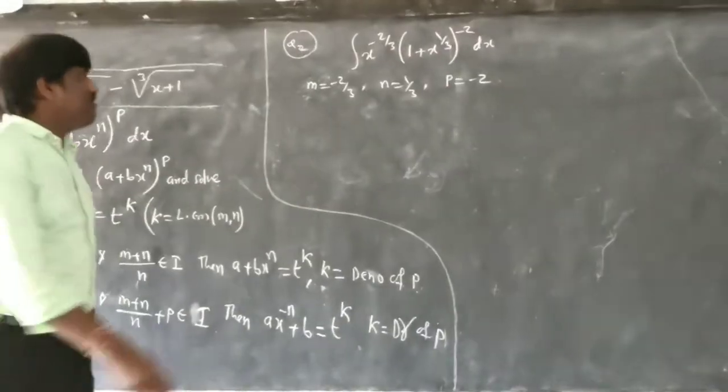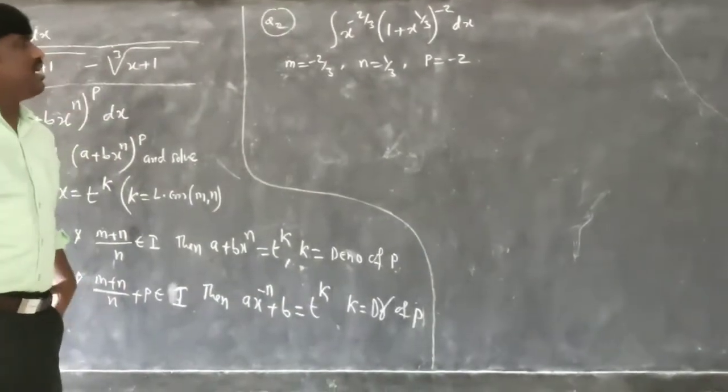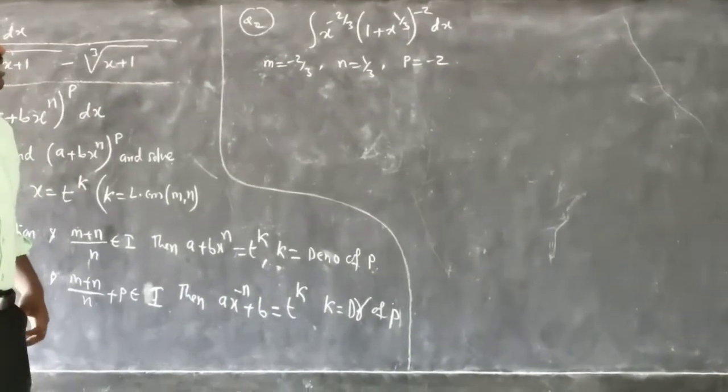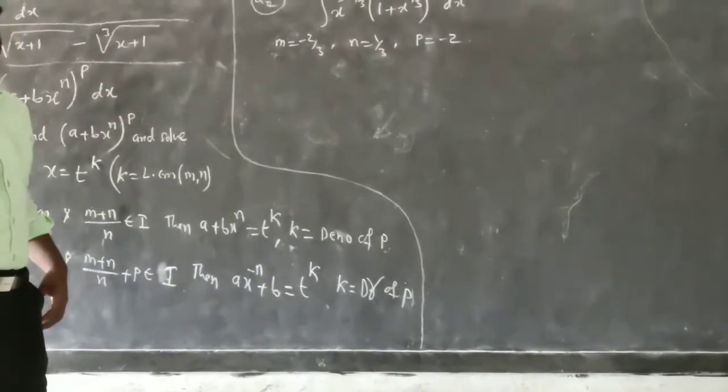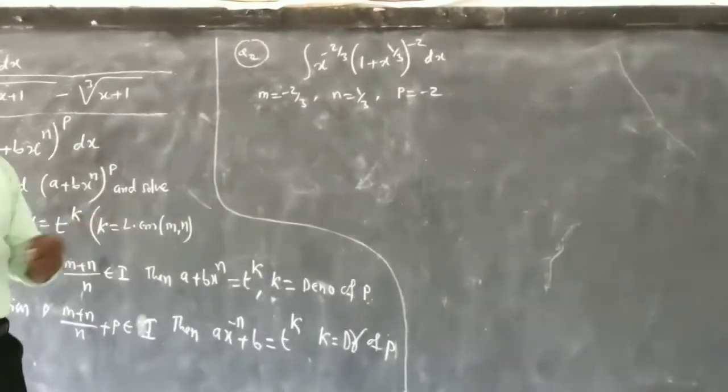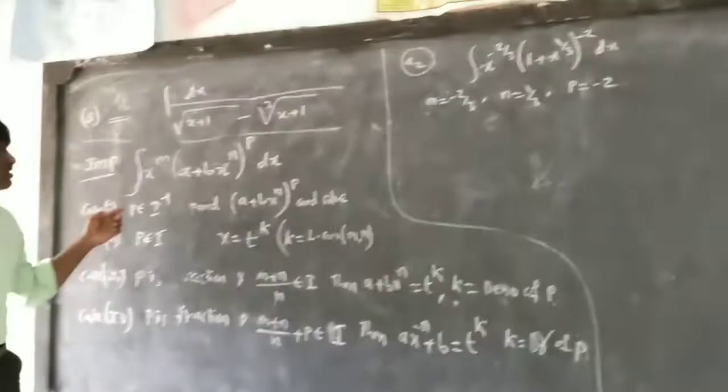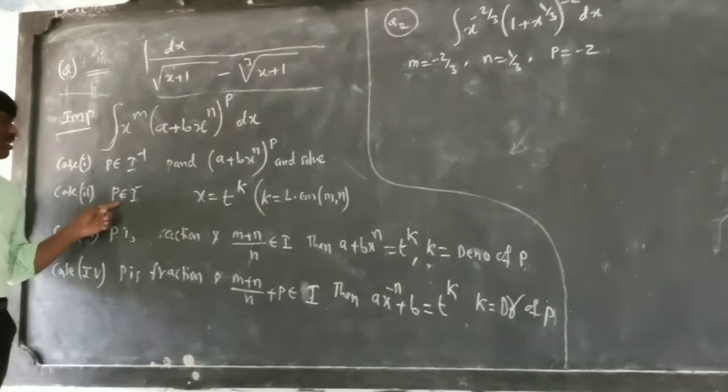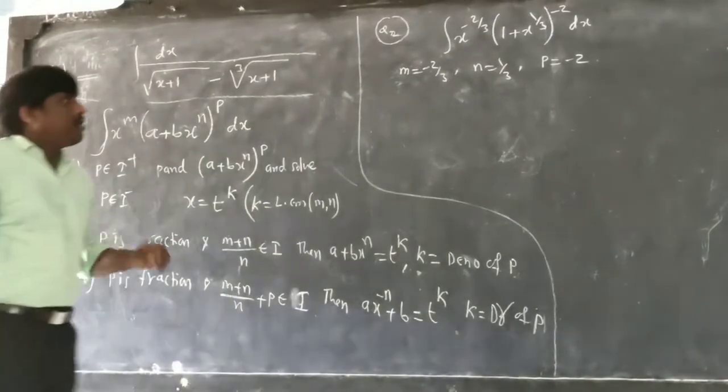Question: integration of x power minus 2 by 3 into (1 plus x power 1 by 3) to the power of minus 2 dx. Now we have to find the integration of this one. Let's see this case. Which case is there? First case already we have done. Now let us see the second case.